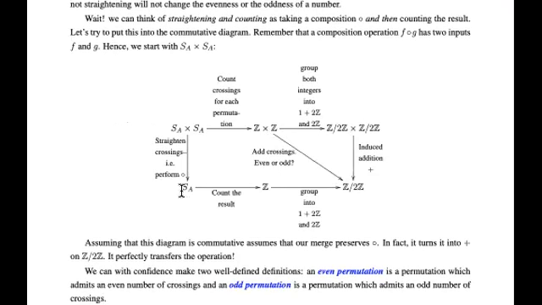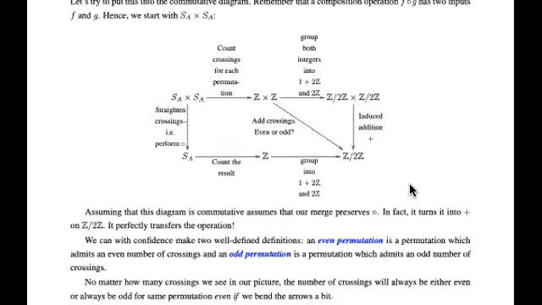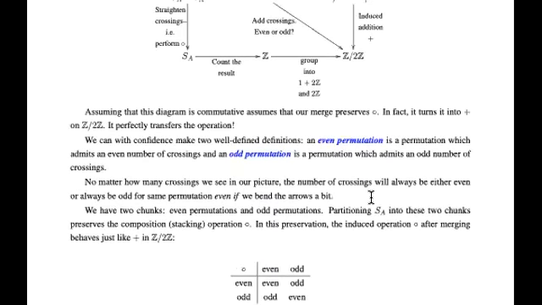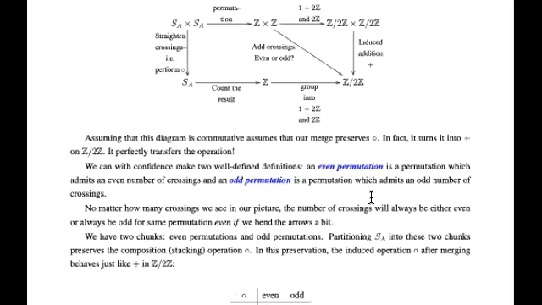Look what's actually happening. We have an operation here and an operation here. This is addition, and this is straightening crossings, right? So this is the operation of composition in S_A, and this is the operation of addition. And notice that because this diagram commutes, we actually have a preservation of the operation. So chunking this way actually preserves composition and turns it straight into addition in mod 2 arithmetic.